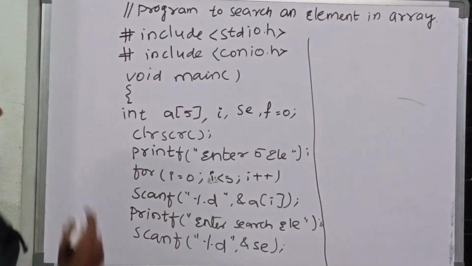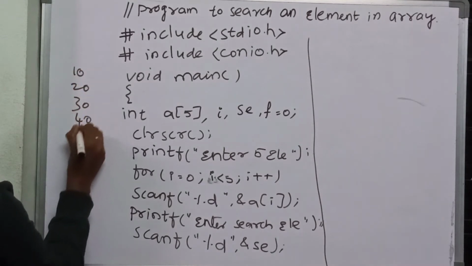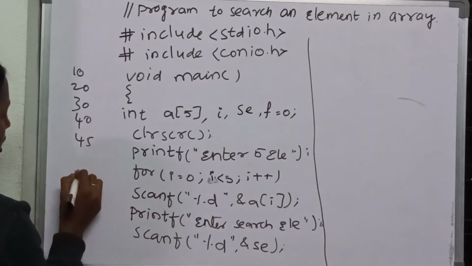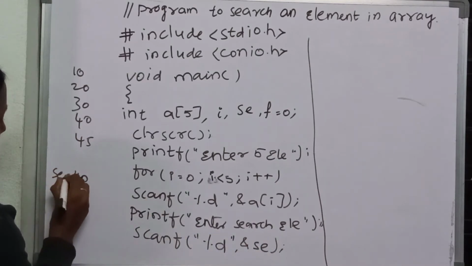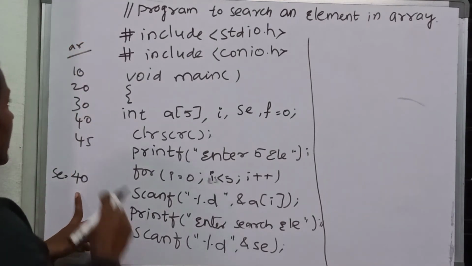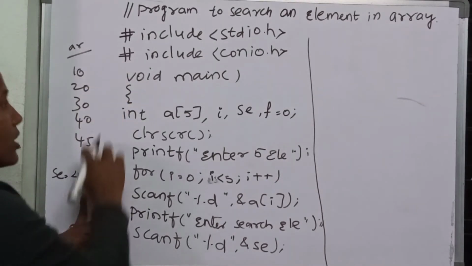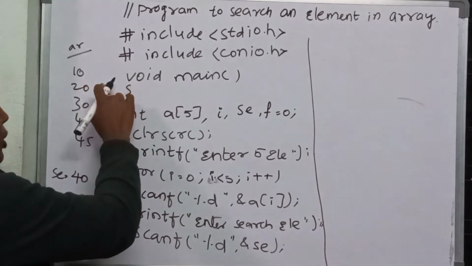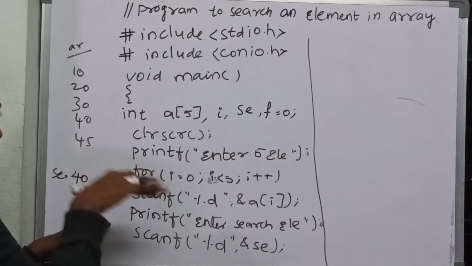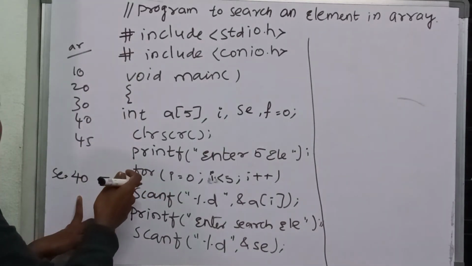So what do we have to do? For example, I entered the numbers 10, 20, 30, 40 and 45. Enter search element. I entered the search element as 40. So this is the search element and this is the array. Now what do we have to do? The first element is to be compared with the search element. If it does not match, go for comparing the second element. If not, go for the third element. If not, go for the fourth element. If it matches, stop the program. Otherwise, continue the program until all the elements of the array are compared.